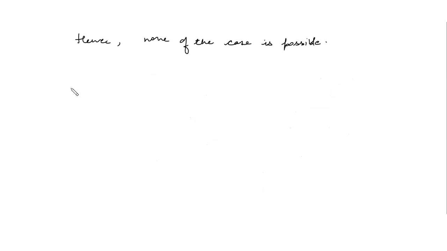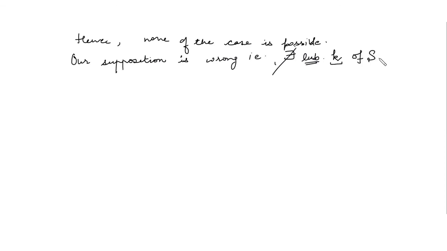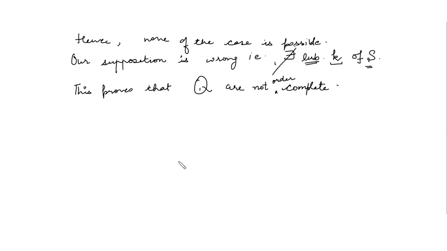So from here what you get? That our supposition is wrong. That means there does not exist a least upper bound, this k as a rational number, for the set S. And this proves that the set of rational numbers is not order complete. Is it clear to all of you?